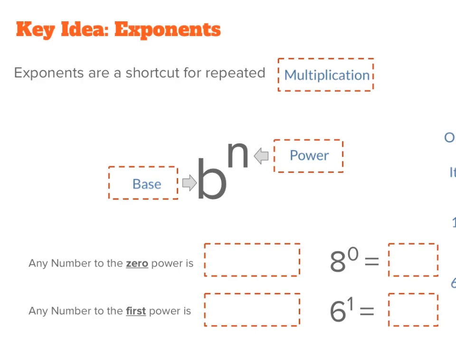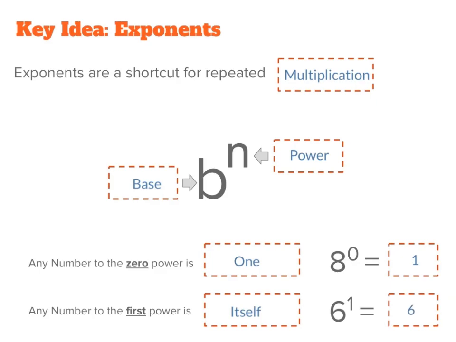A couple of odd one-off rules, though, are any number to the 0 power is 1. So, for example, 8 to the 0 power is 1. 10 to the 0 power is 1. 1 million to the 0 power is 1. And any number to the first power, like we have here 6 to the first power, is itself. So, for example, 6 to the first power is 6.